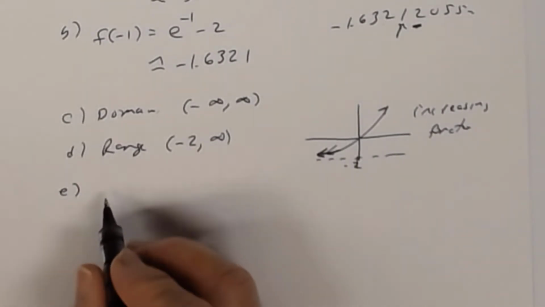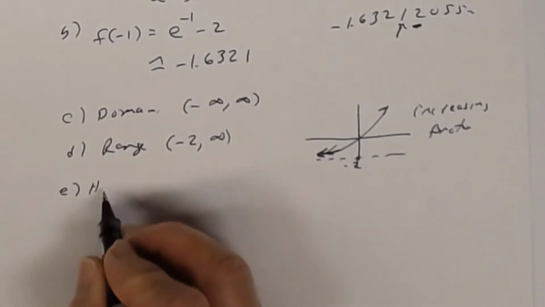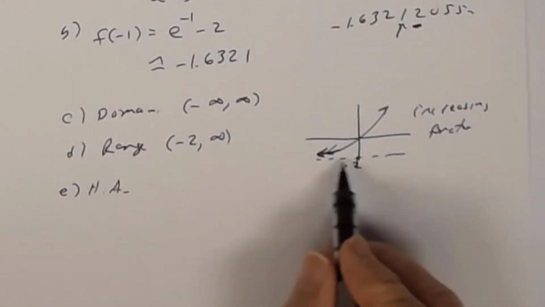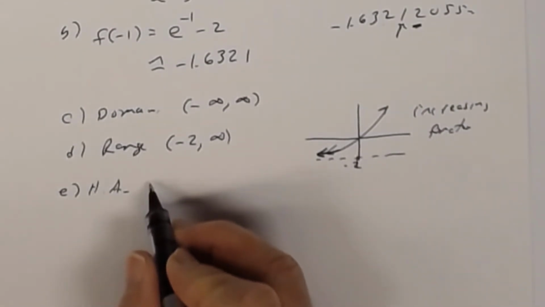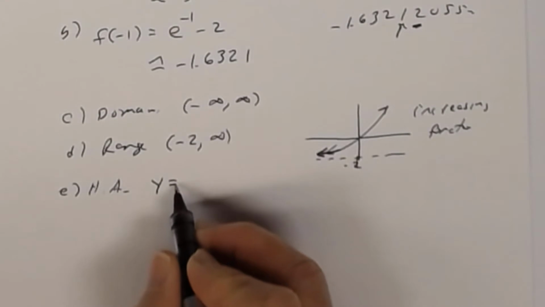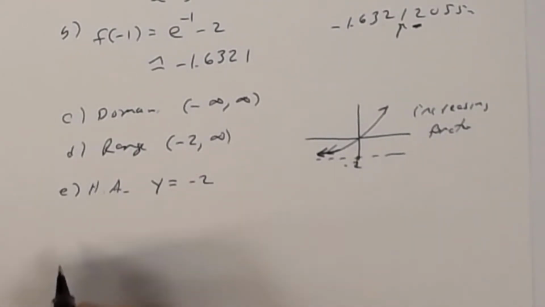All right, E, they want you to find the horizontal asymptote. Well, we just talked about that. The horizontal asymptote is this horizontal line. Remember, though, when naming the horizontal asymptote, you got to say y equals negative 2.